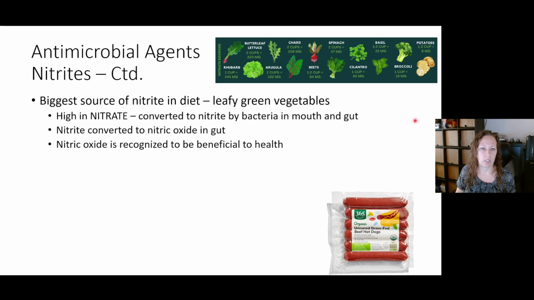So they actually sell supplements that are beet supplements, usually, that are nitric oxide supplements. And it improves blood pressure and other things with your blood that make it beneficial to health. So the anti-nitrite movement, I think, is a little bit off.